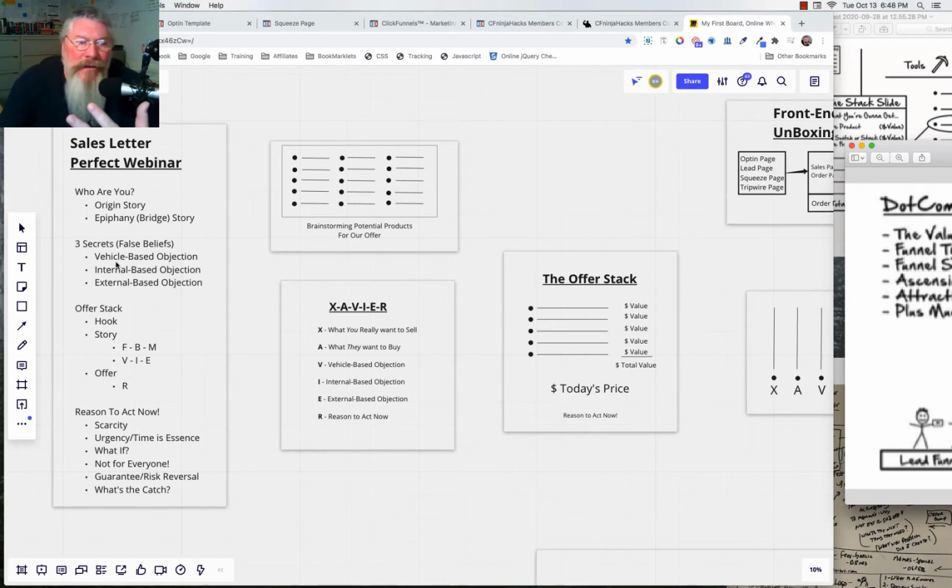So the vehicle-based would be, well, I don't know where the restaurant is. I don't know if I'm going to like their food, or I don't like pizza. So it's all things about the product itself, the store itself, the restaurant itself. Internal based would be, I could just be like, I don't like pizza, because that's an internal thing. That's a me kind of thing. I'm afraid of people. I don't want to go out in public, whatever internal based things you might have for somebody not wanting to go to a restaurant.